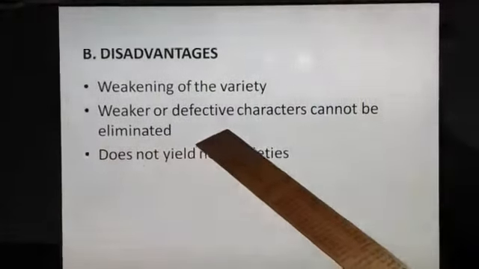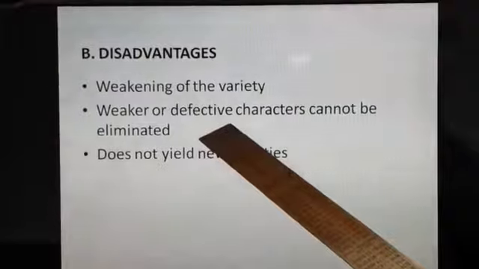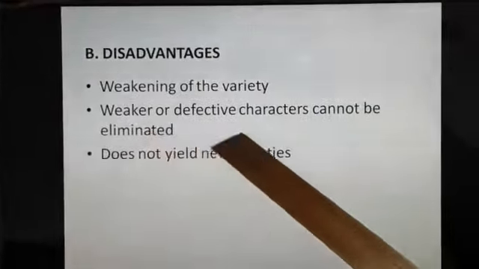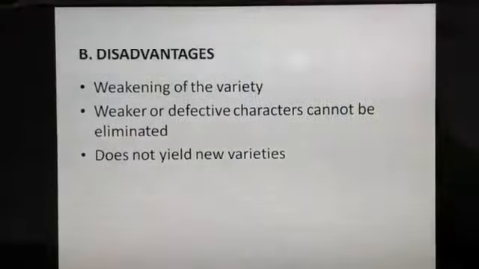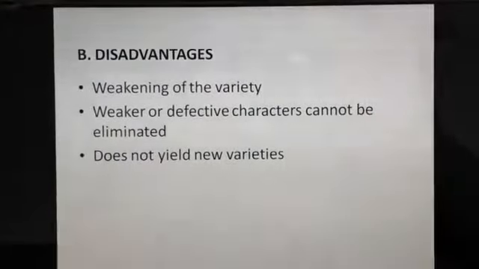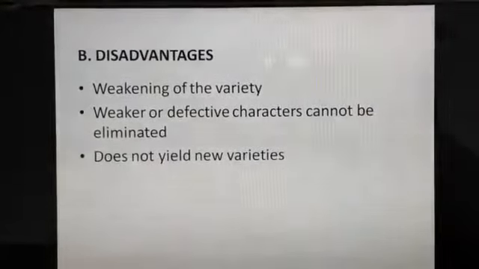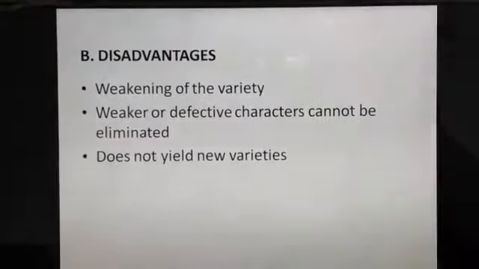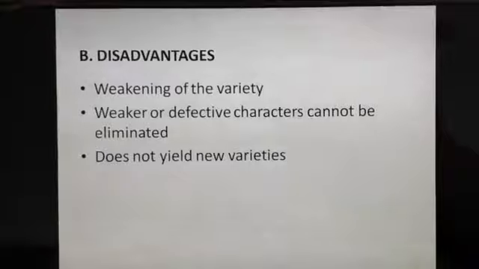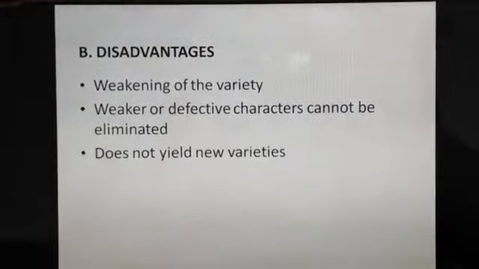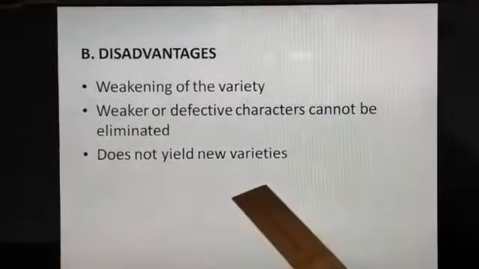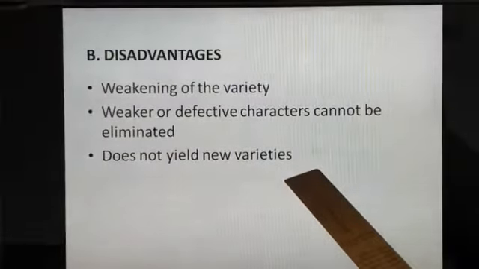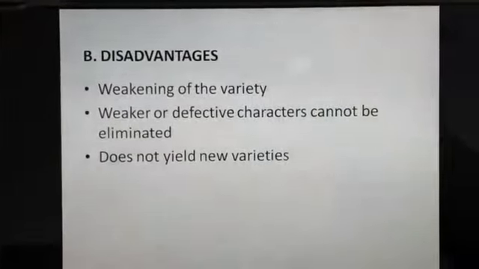That's very true. Whatever kind of characteristics are there in the parent, a weak one or a bright one, both remain in the plant and they get transferred to the offsprings. They cannot be eliminated because there is no other characteristic which can suppress the defective one. It does not yield new varieties because there is no mixing of two different varieties taking place in this pollination.